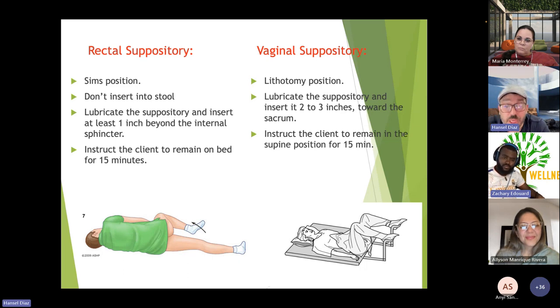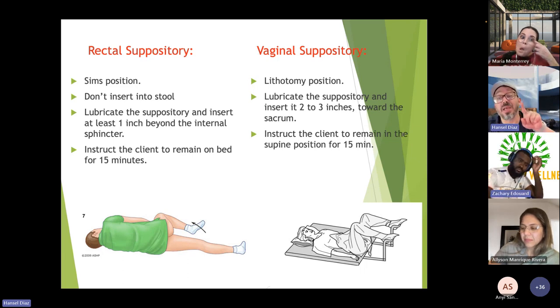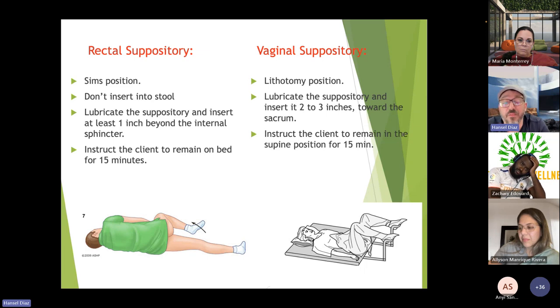So you stick your finger in, you make sure there is no poo-poo. When you look at it, it's not very nice, wear a mask. Lubricate the suppository and insert at least 1 inch beyond the internal sphincter. So you need to know what the internal sphincter is, and you need to insert 1 inch over that. And you tell your patient, stay like that 15 minutes until the medication is in.